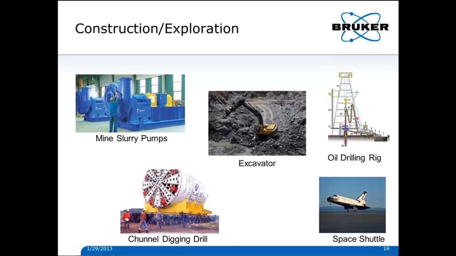And of course, on the exploration end, we have exploring the earth itself, drilling equipment, there's a lot of tribology going on there, and exploring space. The space shuttle is a great example of things that work necessarily on Earth, where we have oxygen and water vapor present, may not work in space in the high vacuum.